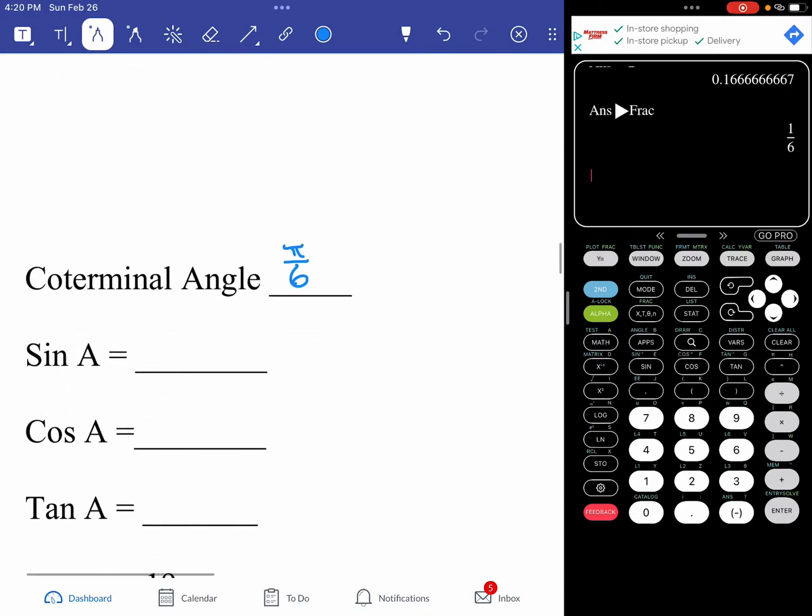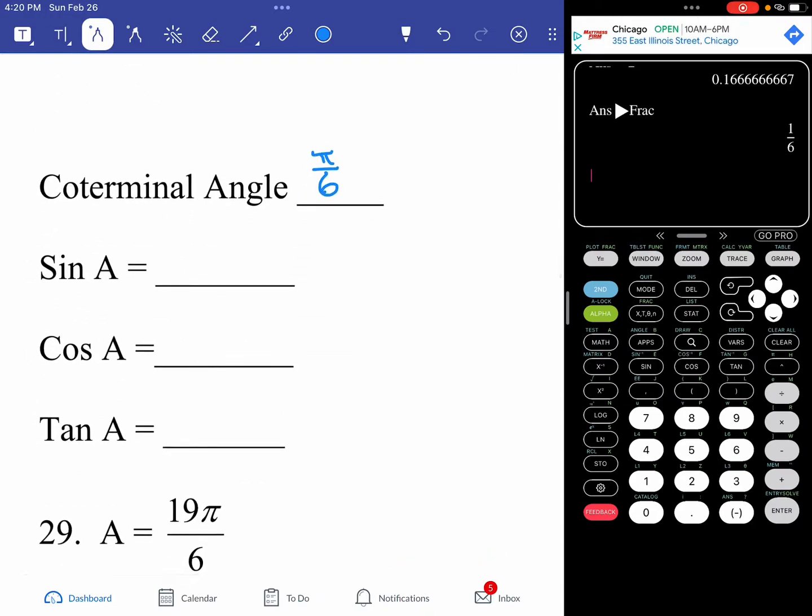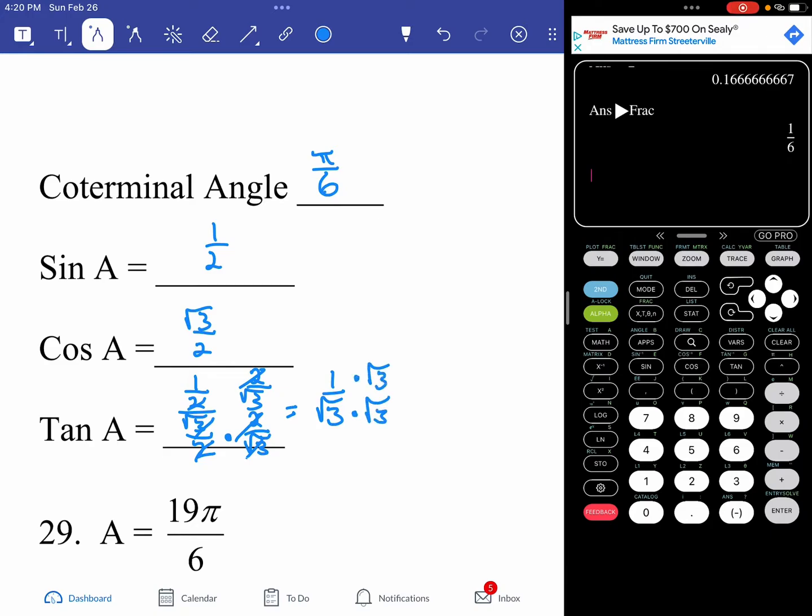Now I consult my unit circle at pi over 6. The sine is 1/2. The cosine is root 3 over 2 because it's the x term. The tangent is those two things divided by each other. I'm going to multiply by the reciprocal of the denominator. All that stuff on the bottom will go away. 2's will cancel out. I'll get 1 over root 3. But just like our last problems, we can't keep that root 3 on the bottom. We're going to multiply it to the top to get us root 3 over 3.